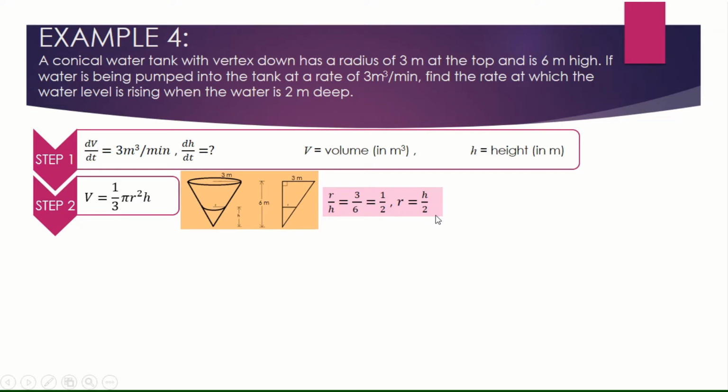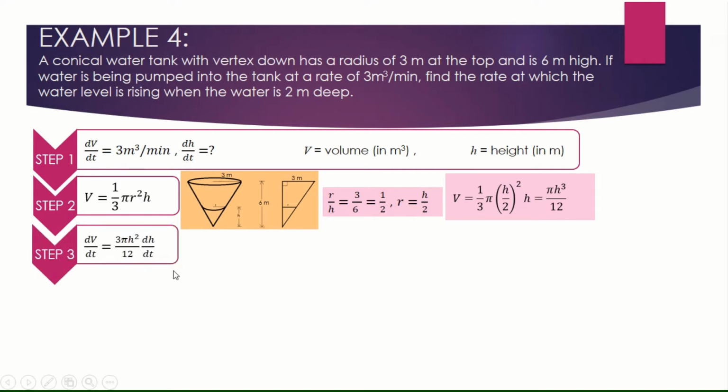If we replace r equal to h over 2 in the formula for volume, we get V is 1 over 3 pi, h squared over 2 squared, times h, or pi h cubed over 12. So we already have V in terms of h, which represents the variables in step 1, V and H.